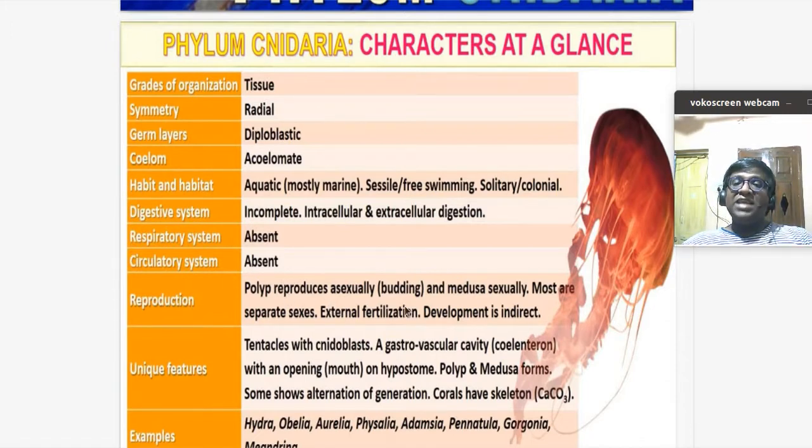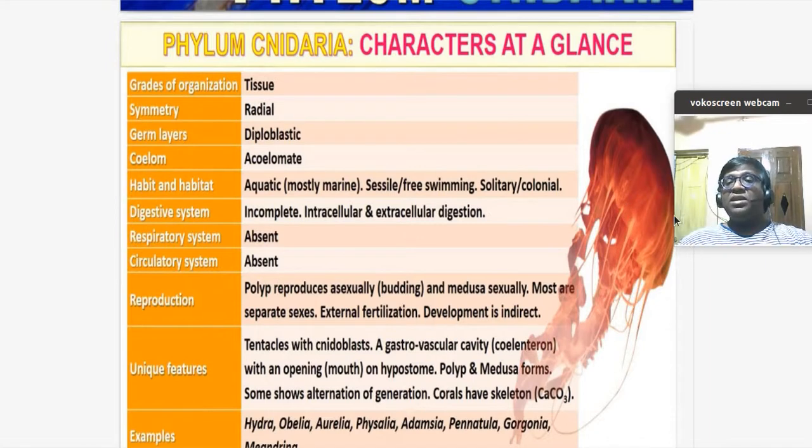They reproduce asexually. Polyp forms have a hydra-like body. They reproduce asexually, especially by budding. And the medusa form, the jellyfish form, which is an umbrella-like structure. This medusa form reproduces by sexual reproduction. So polyp forms reproduce asexually by budding, and medusa forms reproduce by the sexual method.